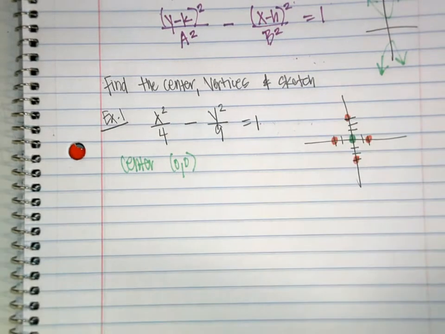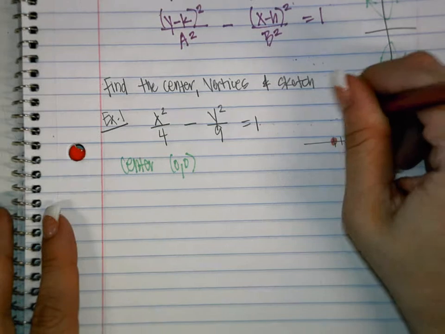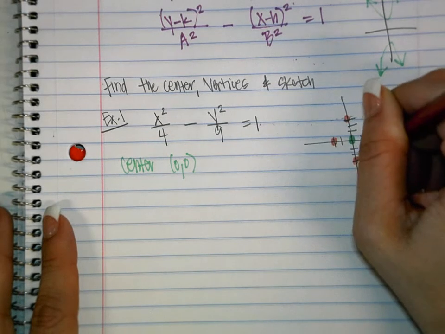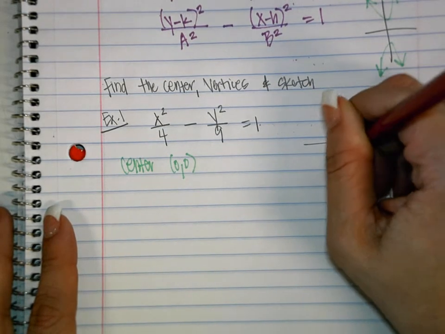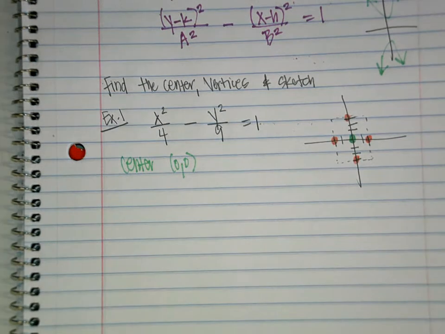Now, for an ellipse, you would connect these. We are still going to connect these, but with a different shape. I want you to make a rectangle that goes through all of these points. I want you to do it in dotted lines because I don't want it to be very dark.